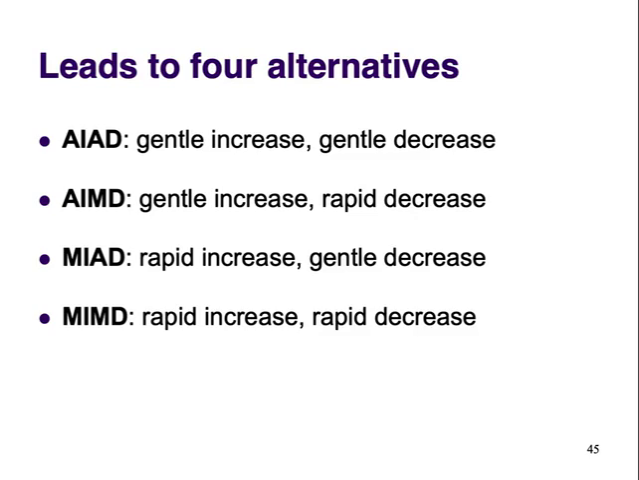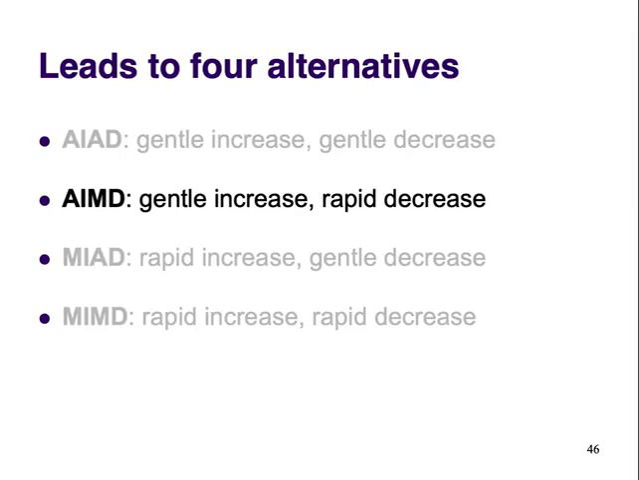Which do you think is the right approach, just intuitively? Others? The last one. Interesting. I'm going to tell you that the answer is the second one, AIMD, that you increase gently and you decrease rapidly. And we'll talk about why.